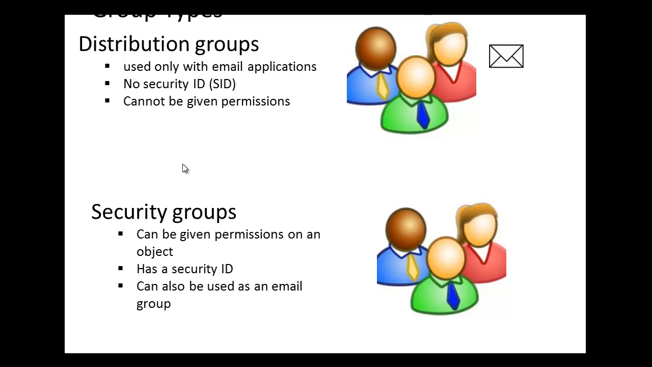And then another type of group is a security group. With the security group, you will have an ID for that group. And that group can be given permission on any object. For example, a printer. You can give that group permission to access a printer. You can give the group permission to access a file or a folder. But the distribution group, you can't give that permission. That's again only for email. The security group may be used as an email group as well.